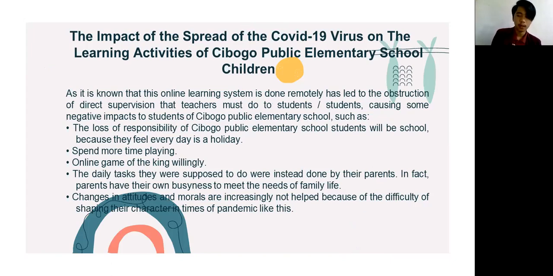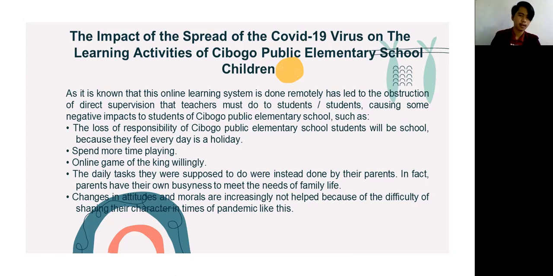Now, the impact of the spread of the COVID-19 virus on the learning activities of Cibogo public elementary school children. As is now known, the online learning system is done remotely, which has obstructed the supervision that teachers must do, causing some negative impacts on students of Cibogo Public Elementary School, such as the loss of responsibility. They feel every day is a holiday, spend more time playing online games willingly, and the daily tasks they were supposed to do are instead done by their parents.